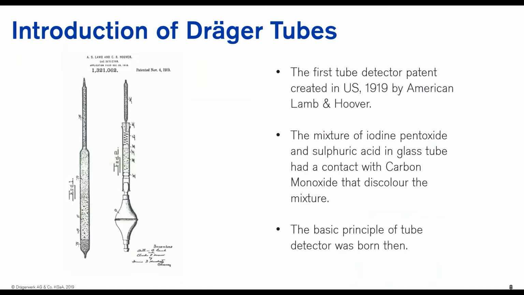So let's look into the history of the tubes. The first tube detector patent was created in the US by American Lamb and Hoover. The first tube was to detect carbon monoxide. They used a mixture of iodine pentoxide and sulfuric acid in a glass tube. When in contact with carbon monoxide, it would discolor the mixture. This chemical reaction became the basic principle of a tube detector. The first tube was actually qualitative detection, not yet a quantitative measurement.